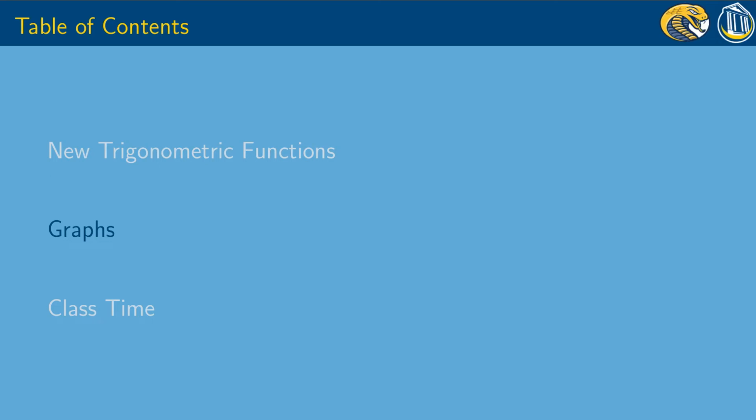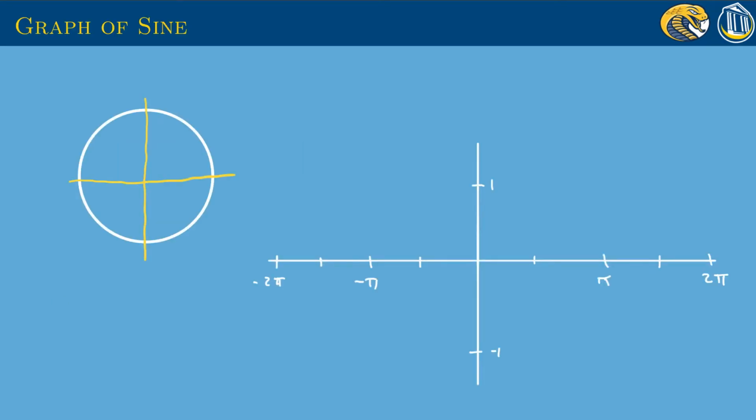Let's talk about the first two graphs for sine and cosine. We'll start with our unit circle. Remember, we know a handful of points along our unit circle, specifically x-coordinate of 1, y-coordinate 0, x-coordinate 0, y-coordinate 1, negative 1, 0, and 0, negative 1.